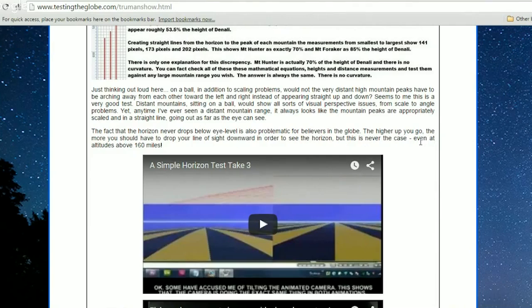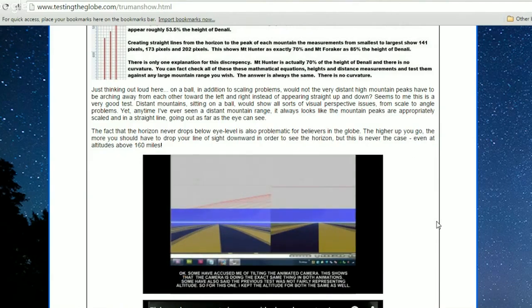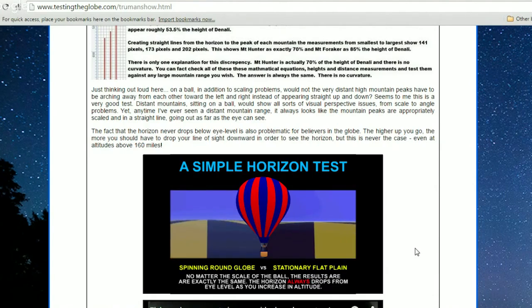The fact that the horizon never drops below eye level is also problematic for believers in the globe. The higher up you go, the more you should have to drop your line of sight downward in order to see the horizon. But this is never the case, even at altitudes above 60 miles. And I've got a video here, a little animation that I did showing a hot air balloon going up over a very large ball or going up over a very large plane. And as it goes up over the plane, the horizon always stays the same. It stays at eye level.